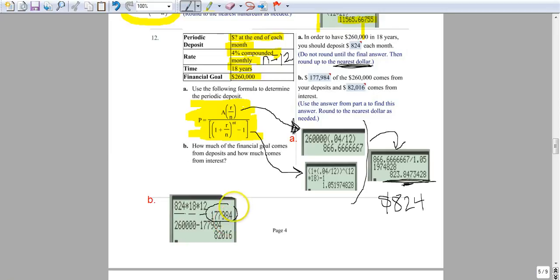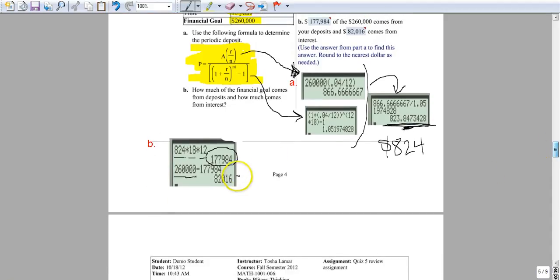That means we only actually deposited $177,984, and our total goal, or what we're going to have, is $260,000. So if we subtract that $177,984, we'll know how much of that money is actually coming from interest, and what's coming from interest is $82,016.